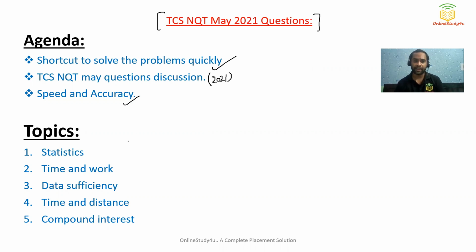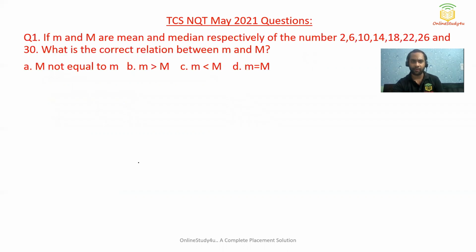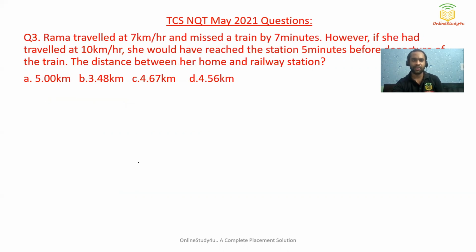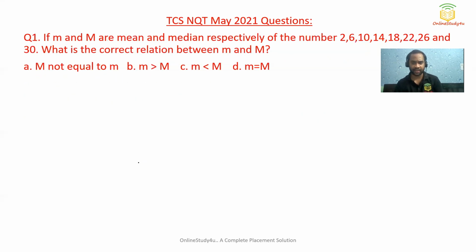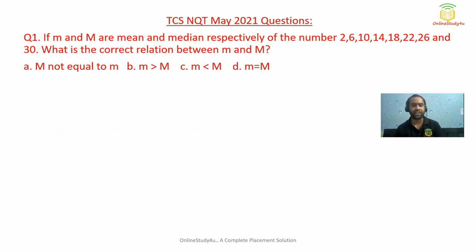And what are the topics covered? So friends, basically I have taken a question from statistics, which is a very important topic, and then time and work, data sufficiency, time and distance, compound interest, and one question from simplification. So from 6 topics I have taken one question: question number 1, 2, 3, 4, 5 and 6. Okay, so please watch the video till the end, because you are going to learn a lot of new things which you are definitely not aware of.